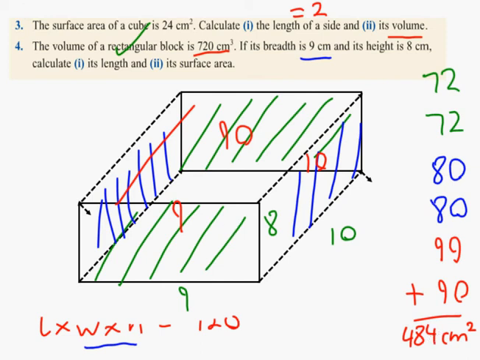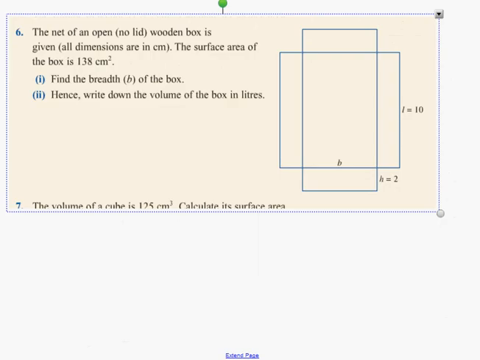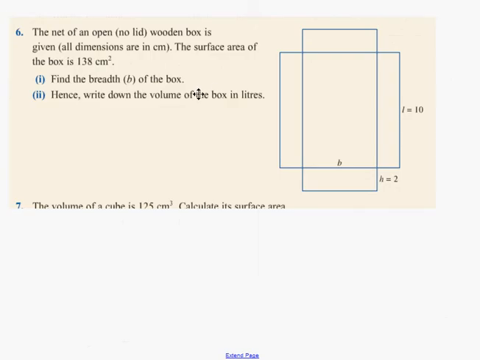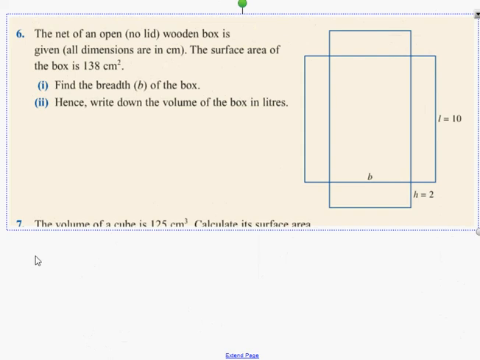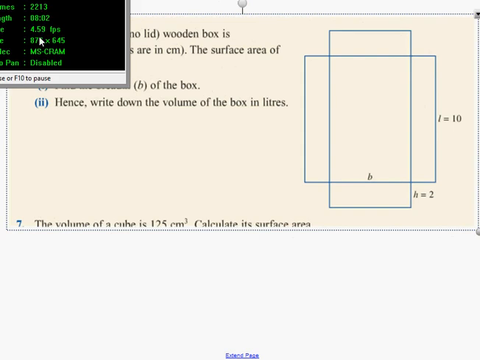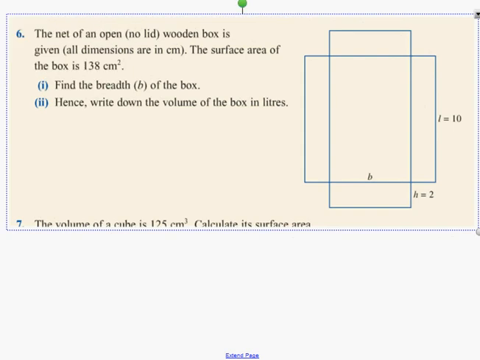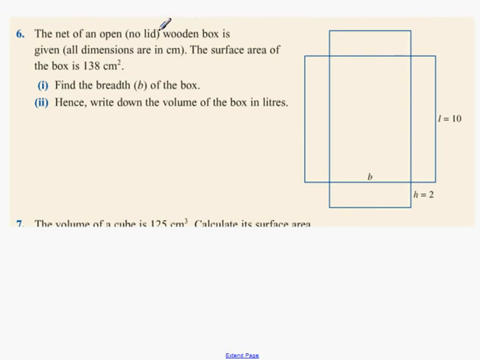Okay. Now, the net of this box. Okay. First of all, the net of an open box, no lid. If you have a box without a lid, it means you have 5 sides. Would everybody agree that we have 5 sides? If it was a closed box, we'd have 6 sides. Yeah? Everybody agreed with that? If you're not, let me know.